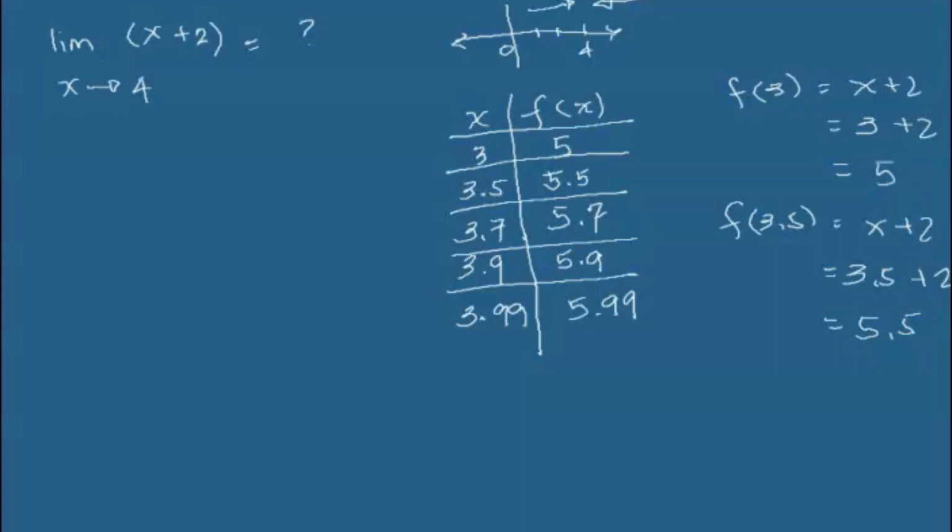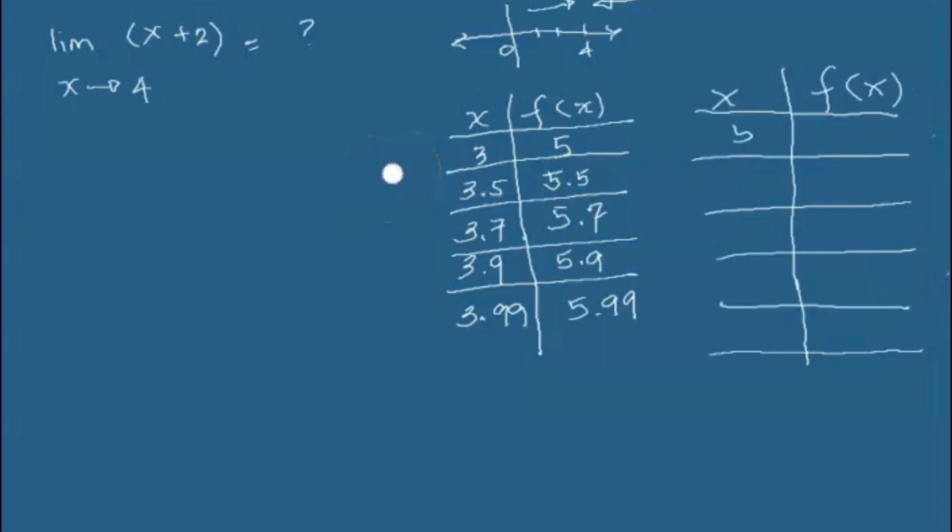Now let's do values of x as x approaches 4 from the right. So we can have 5 and then 4.7 and then 4.5, 4.1, 4.01. All right, let's use our calculator, or we can do this mentally. So f of 5 is equal to x plus 2. So we have 5 plus 2 is 7.